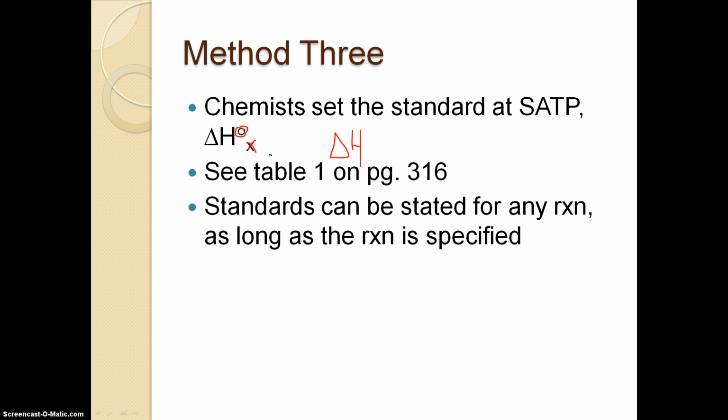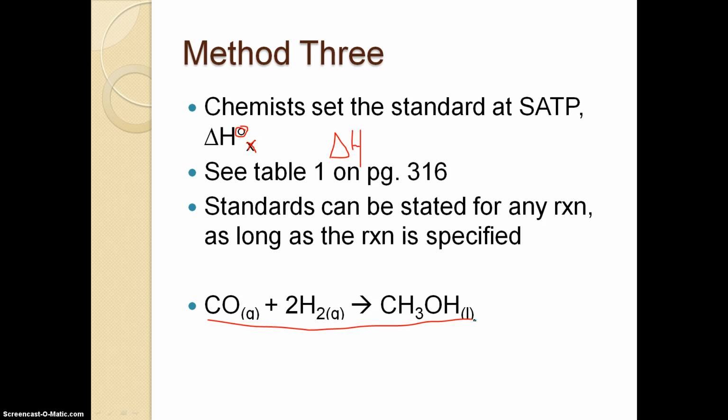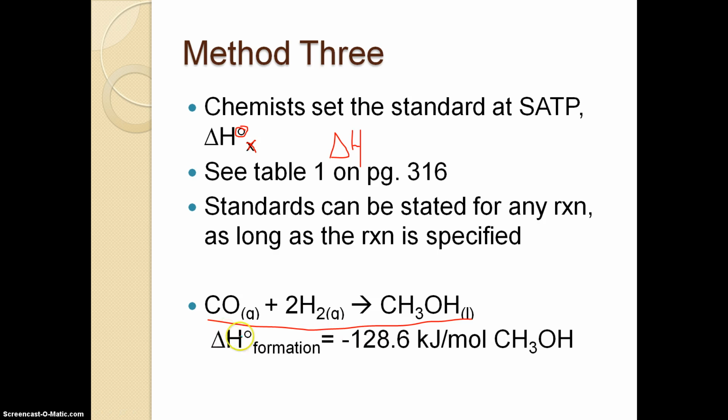Just specify what kind of reaction it is. So here we have our reaction. This is a formation reaction, formation of methanol. So we're going to state specifically delta H with a degree sign and then subscript formation of methanol. So 1 mole of methanol is negative 128 kilojoules.